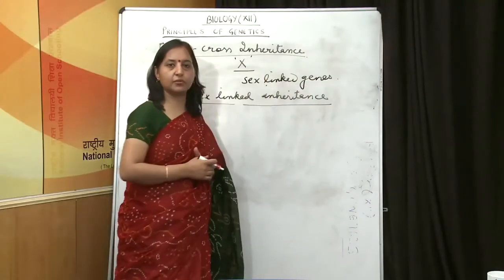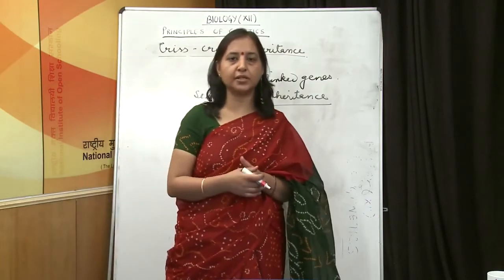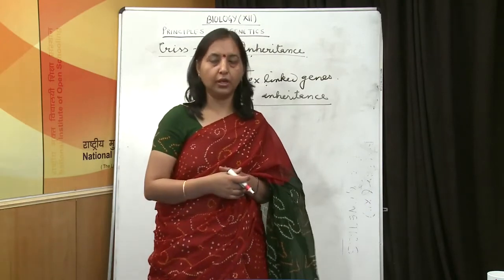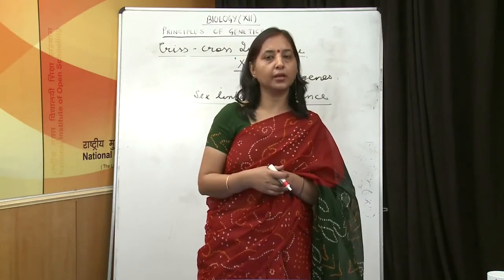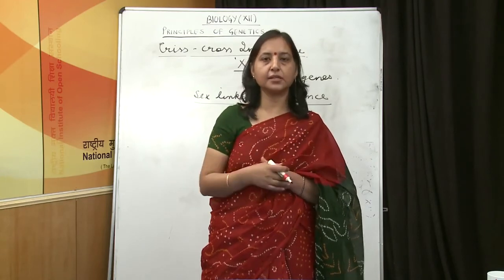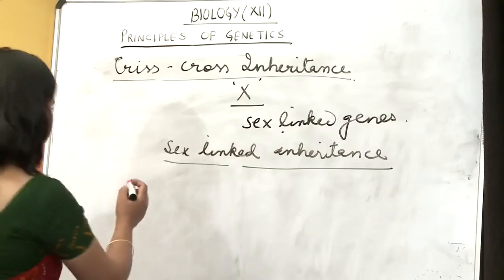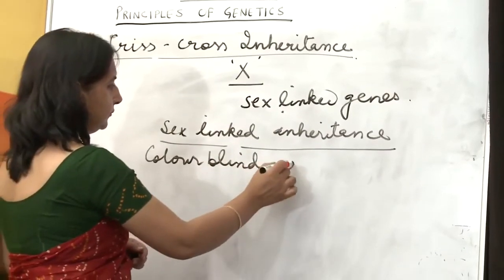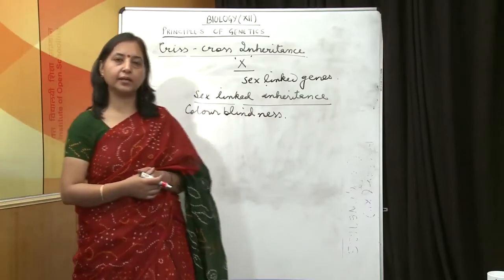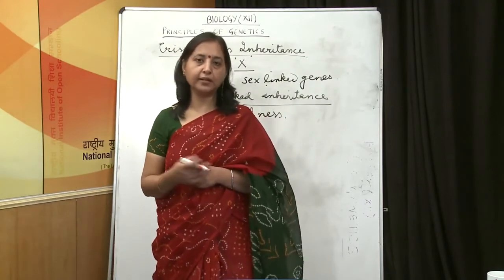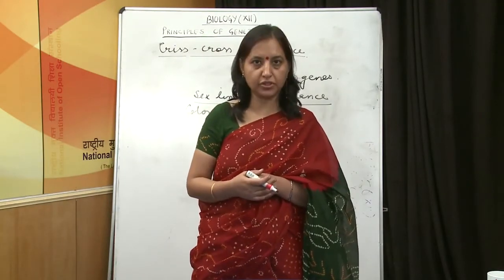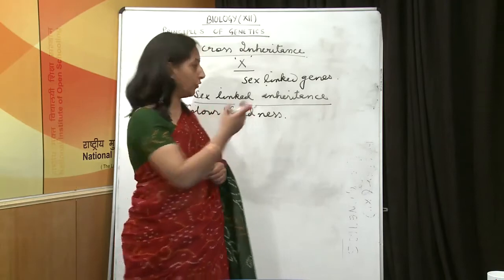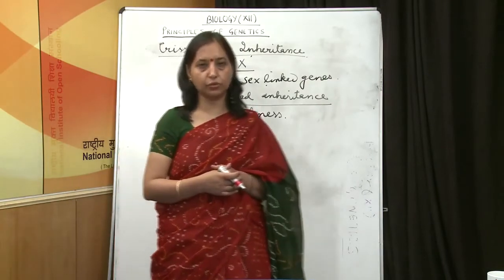Now, such genes which are present on X chromosomes, that is sex-linked genes, are passed on from male to daughter, and from daughter they are passed on to their grandsons or granddaughters. We can see this with the help of one example. The example is color blindness found in human beings. Color blindness means the individual is not able to differentiate between red and green color.